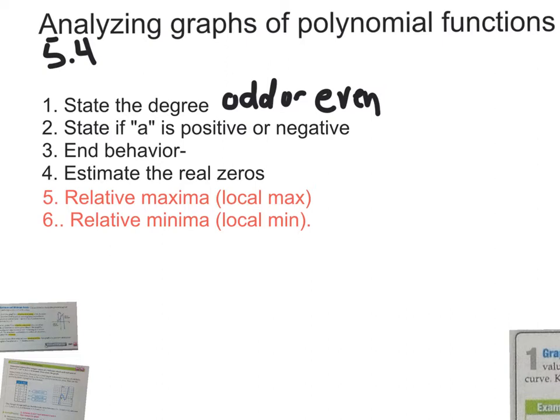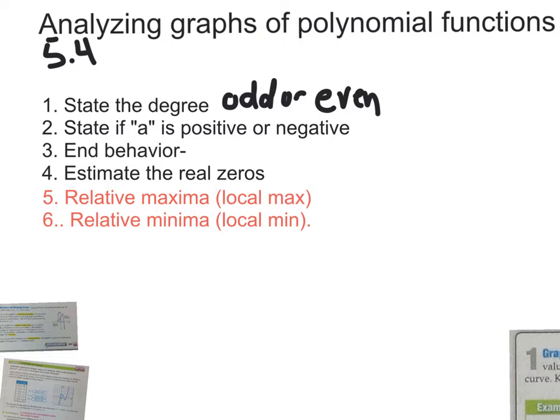State if A is positive or negative based on the end behavior. And then also you need to state the end behavior. And you need to estimate the real zeros. What are real zeros? The real zeros are simply what? Anybody? The answers, which are on a graph, the x-intercepts. Correct. Good job.